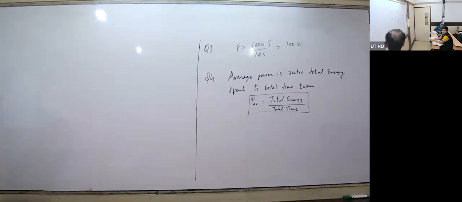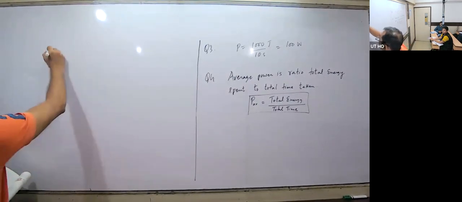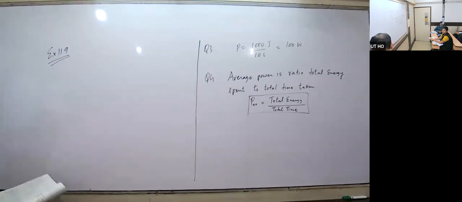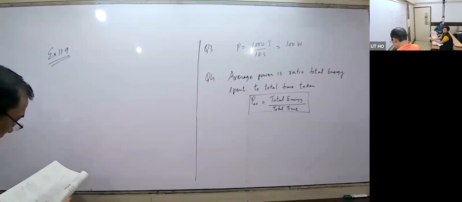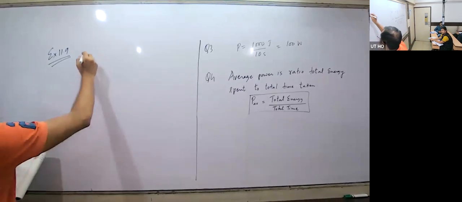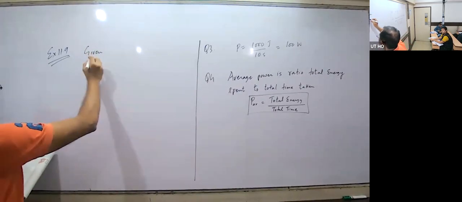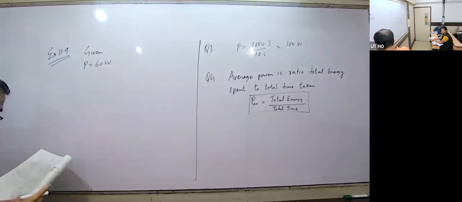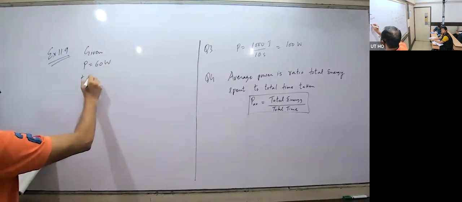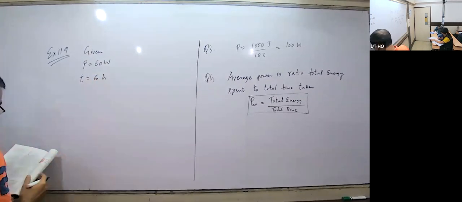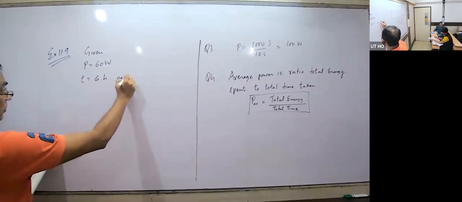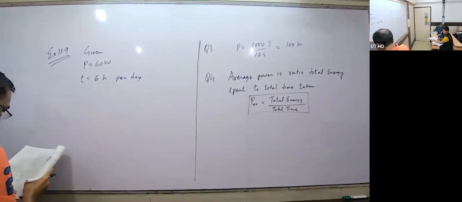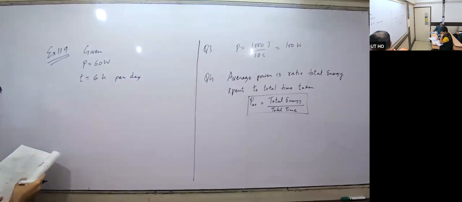Example 11.9. So an electric bulb of 60 watt. So what is given? P is equal to 60 watt. Time is 6 hours per day. Calculate the units of energy consumed in 1 day by the bulb.